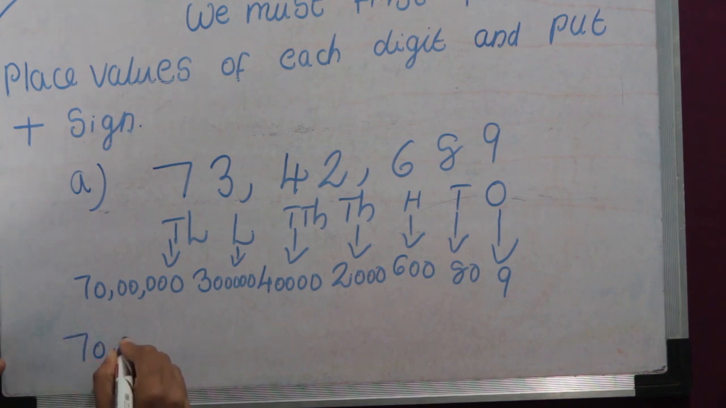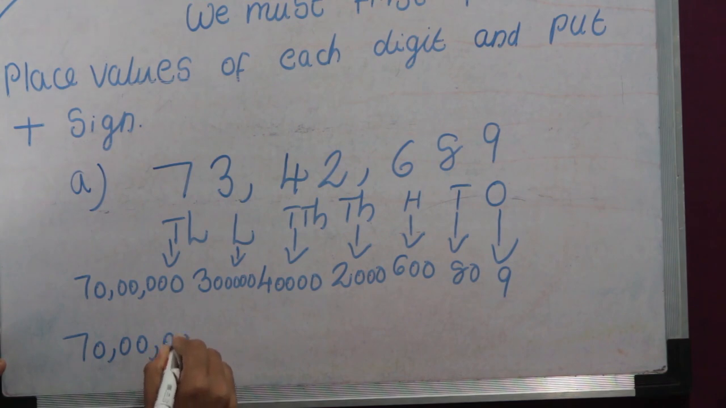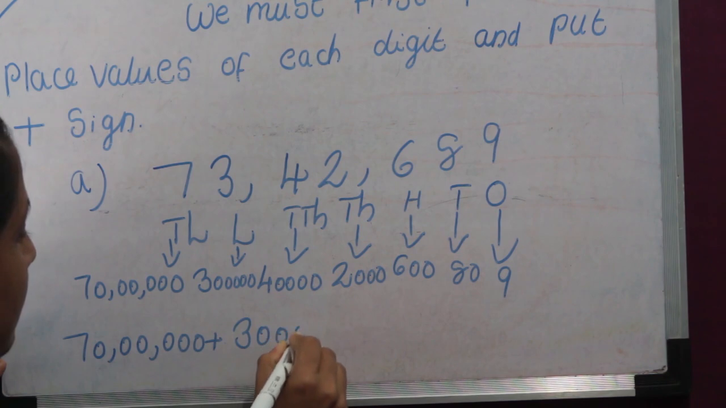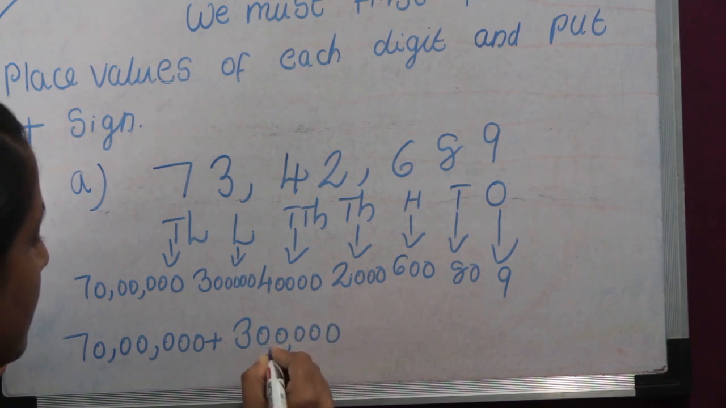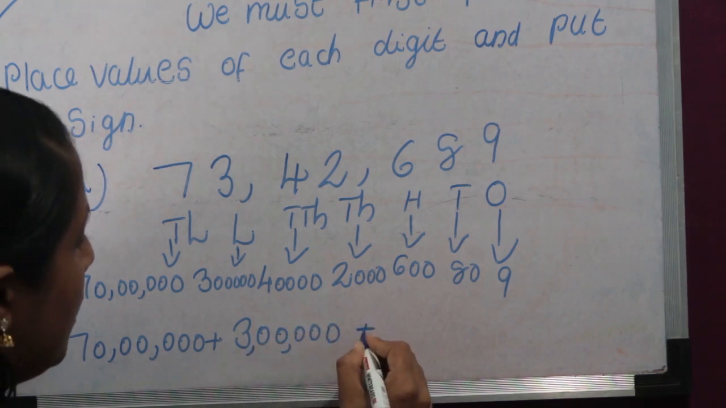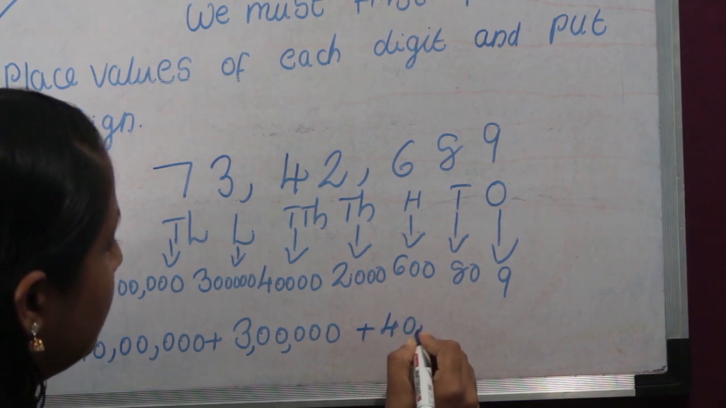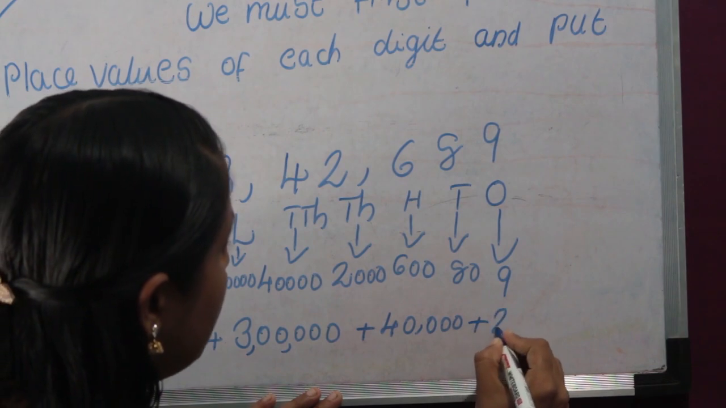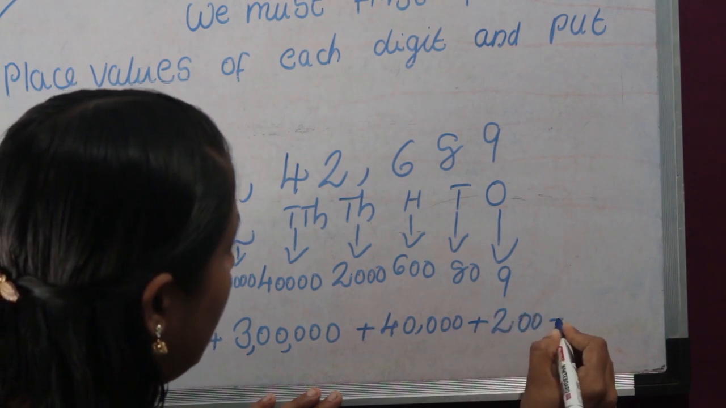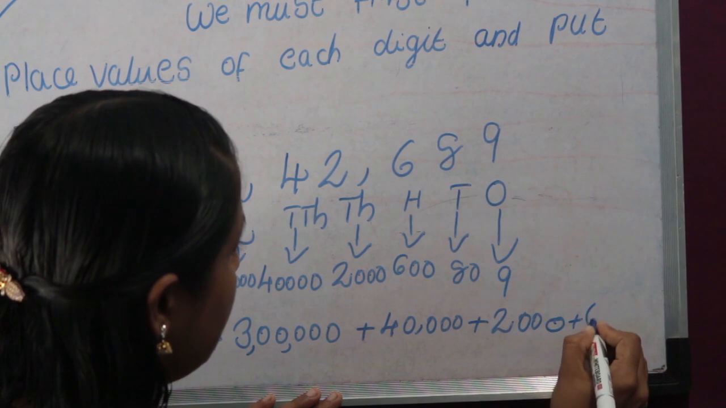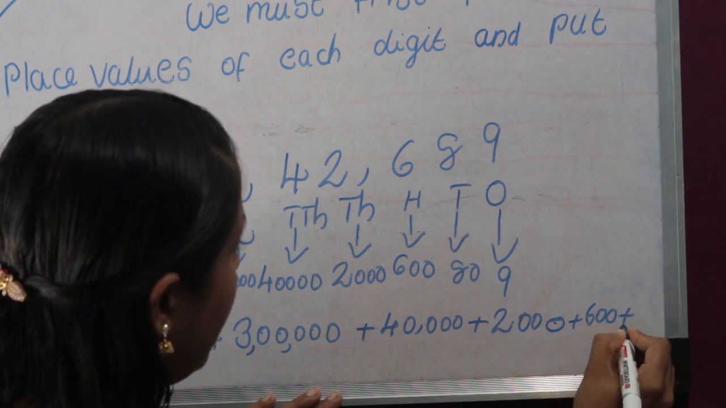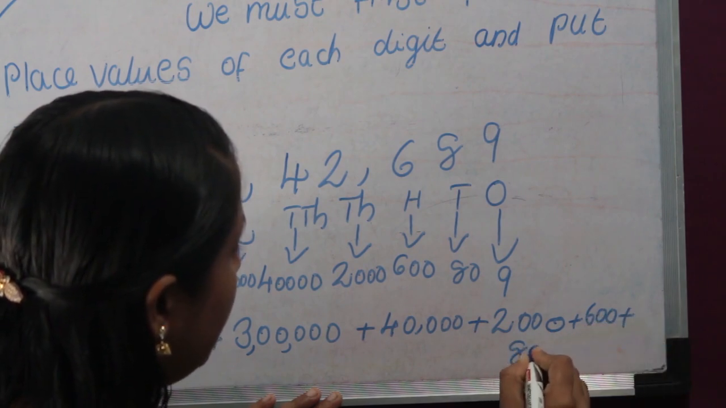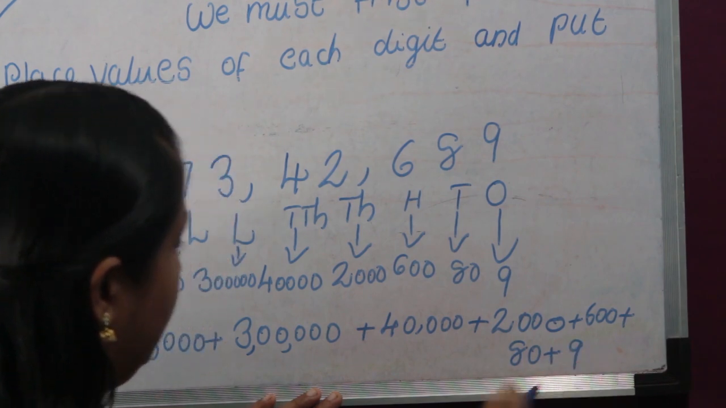70 lakh plus 3 lakh plus 40,000 plus 2,000 plus 600 plus 80 plus 9.